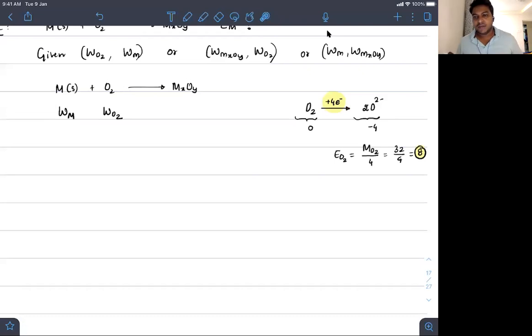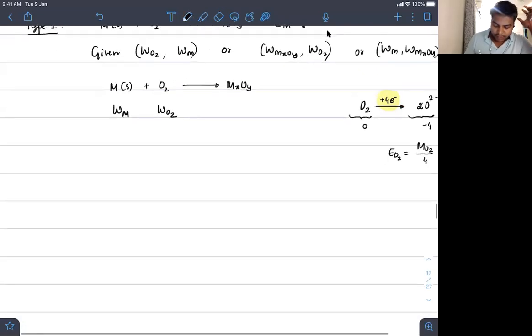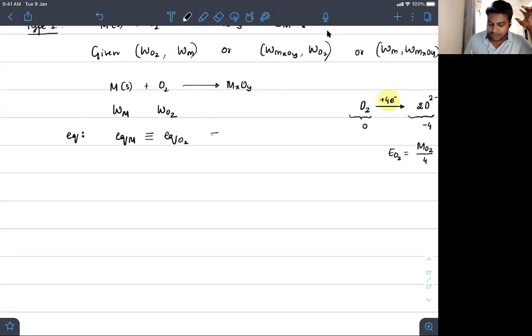So since we know the equivalent weight of oxygen is 8, now how we can relate these three is we know that when it comes to number of equivalents, the number of equivalents of metal should be same as the number of equivalents of oxygen should be same as the number of equivalents of metal oxide. This is law of chemical equivalence. This is what we have just learned, that number of moles may be different, but the number of equivalents of reacting species and products will always be equal.